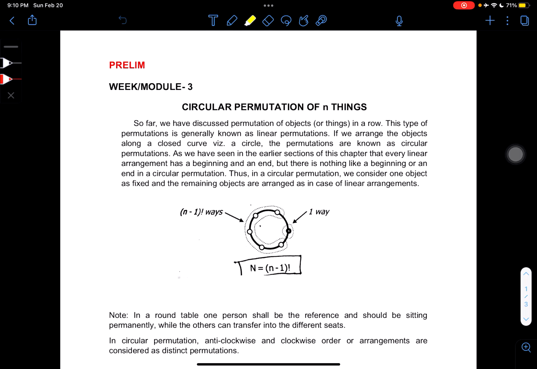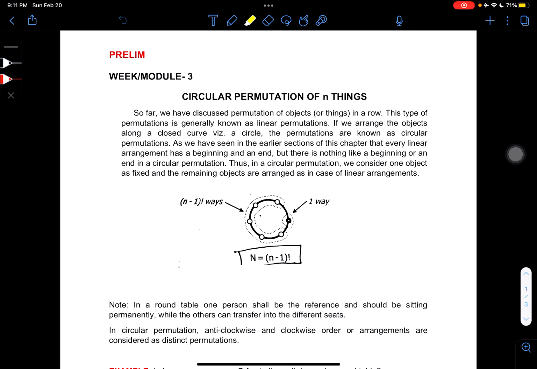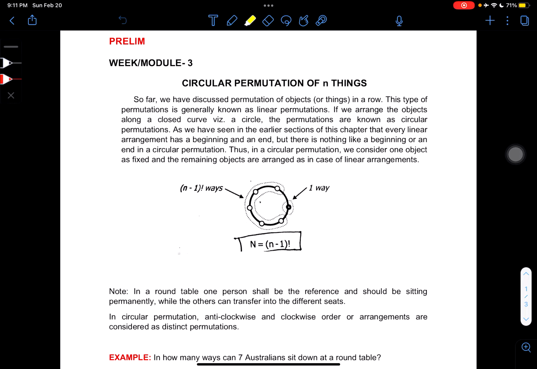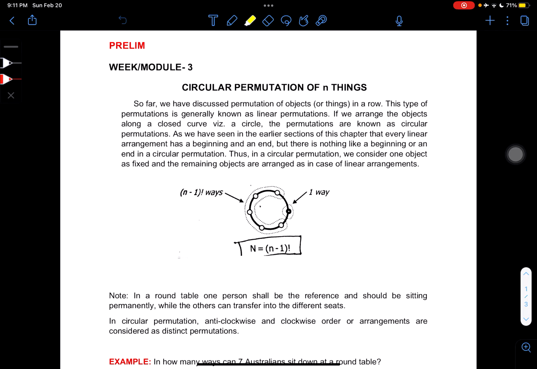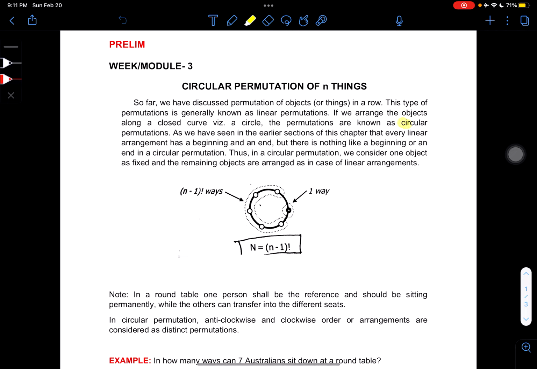For our last module for our prelim, our topic is circular permutation of n things. So far, we have discussed permutation of objects or things in a row, so in our last topics, this type of permutation is generally known as linear permutations. If we arrange the objects along a closed curve, for example, a circle, the permutations are known as circular permutations. It is very clear from the word circular, therefore circle.